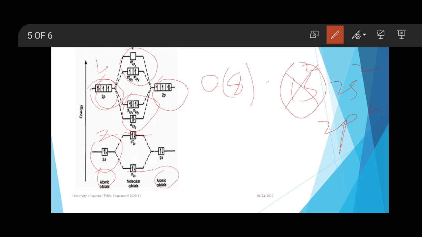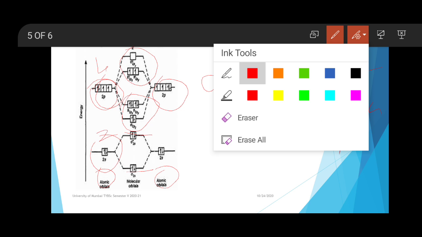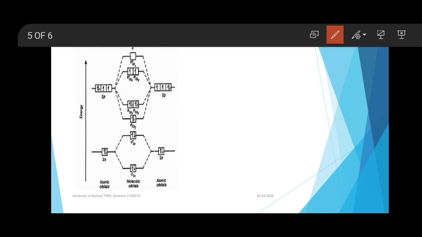So this diagram is called the MO diagram. These are very simple examples of simple diatomic molecules. We also want to study some heterodiatomic molecules in this chapter, so we will discuss that later on.